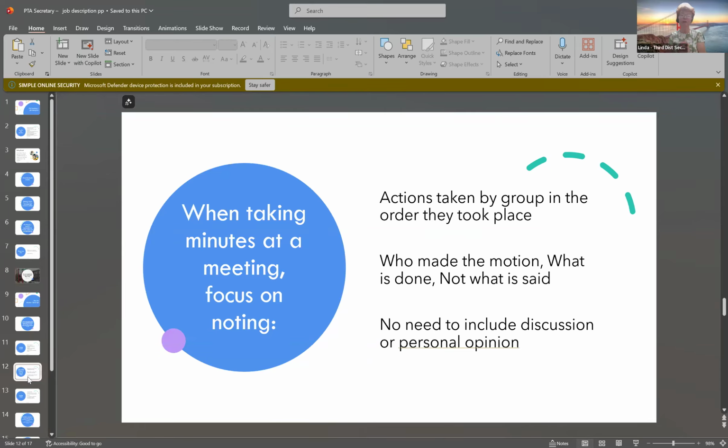So again, no need to include discussion or personal opinion. If there's discussion on, oh, well, why would we do that? Or, oh, well, this would be a much better time, that really doesn't need to be entered in the minutes. It's more of, with that discussion, what was the action that was taken? Yeah, we agreed that it's going to be Saturday at 9 a.m. in the multipurpose room. So those kinds of things that are actual concise action items, that's what needs to be in the minutes.